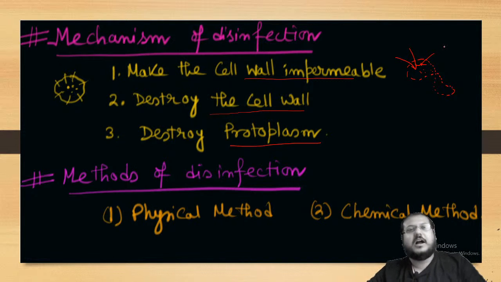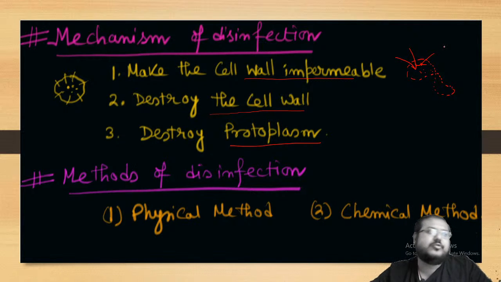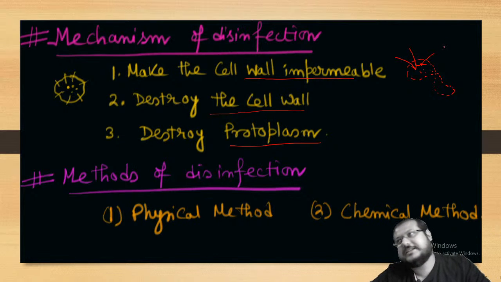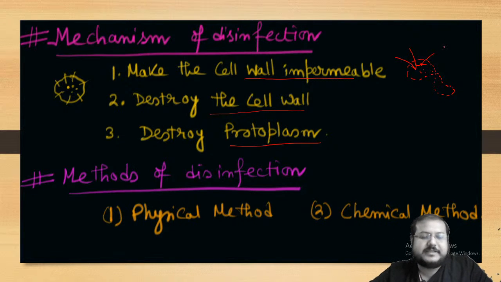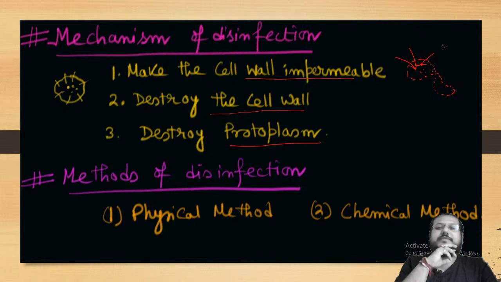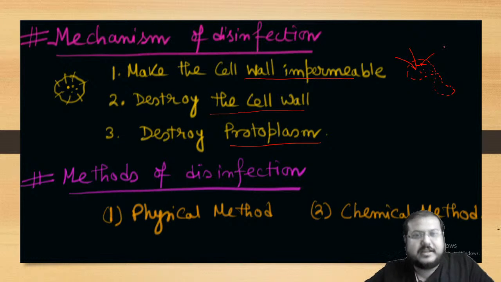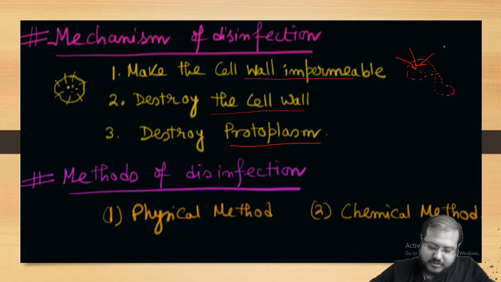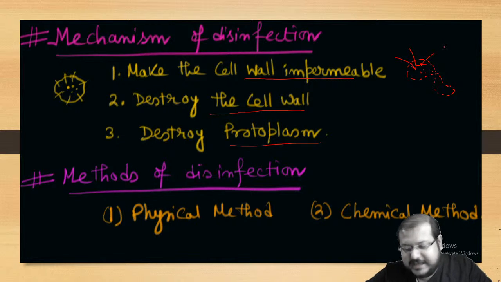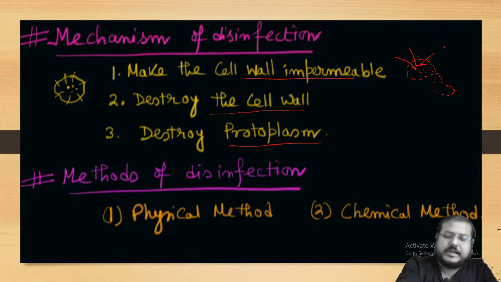Now the methods of disinfection: how the disinfection process will get carried out. It will be carried out by two methods I have already told, the physical method and the chemical method. In the physical method, we are applying certain physical forces to carry out the disinfection process, whereas in chemical methods, we are applying certain chemicals from outside. If you carry out disinfection by a physical method, it is called a unit operation. If you do it by applying certain chemicals from outside, it is called a unit process.